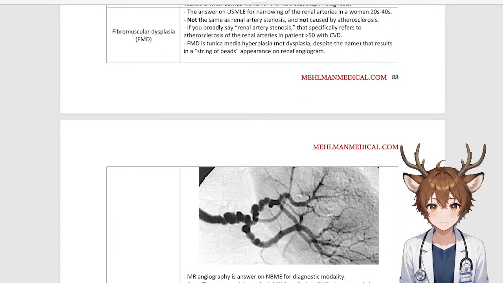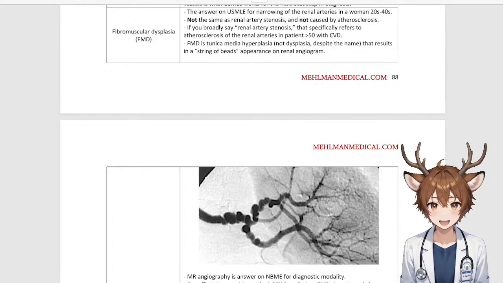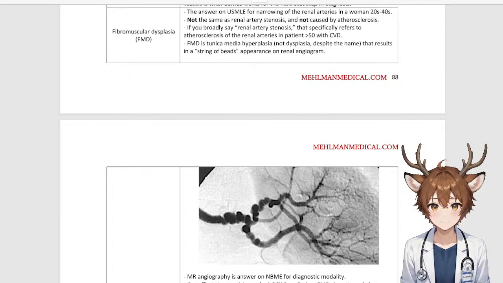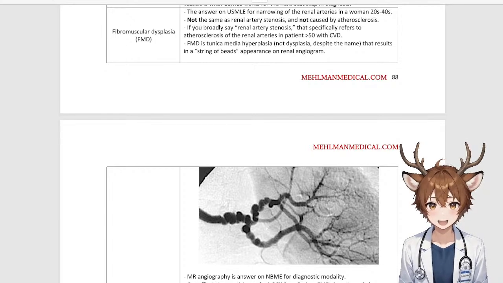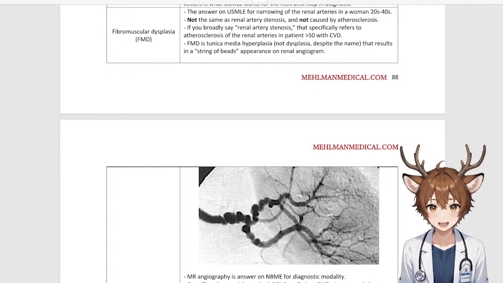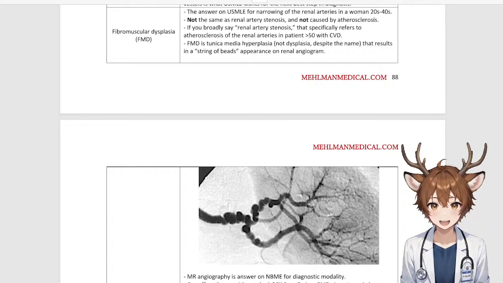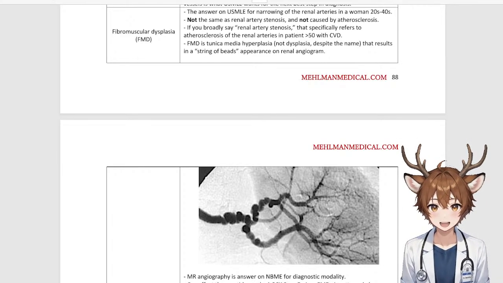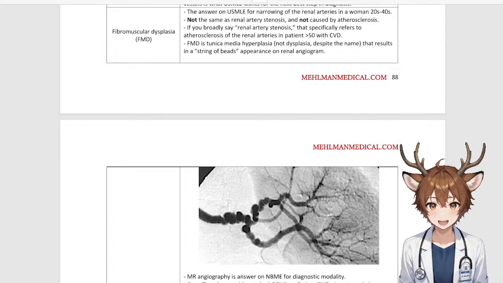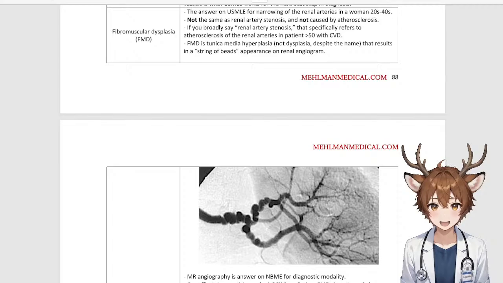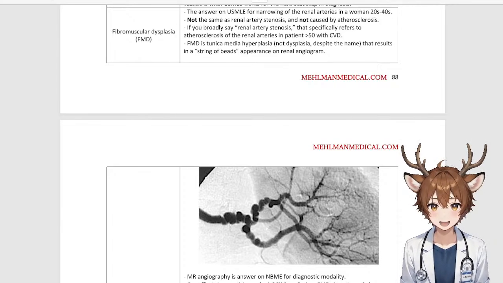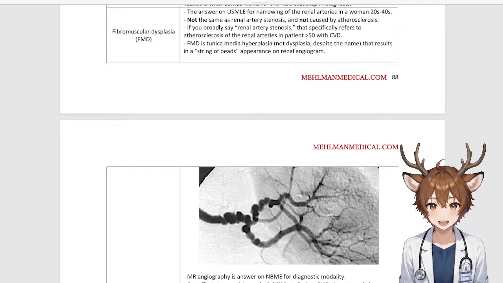Fibromuscular dysplasia. The answer on USMLE for narrowing of the renal arteries in a woman who's 20s to 40s, not the same as renal artery stenosis and not caused by atherosclerosis. If you say broadly renal artery stenosis, that specifically refers to the atherosclerosis of the renal arteries in patients who are greater than 50 years of age with cardiovascular disease. Fibromuscular dysplasia is tunica media hyperplasia, not dysplasia despite the name, that results in a string of beads appearance on renal angiogram. So that's the little string of beads presentation for fibromuscular dysplasia.